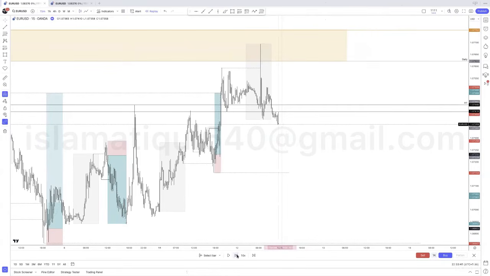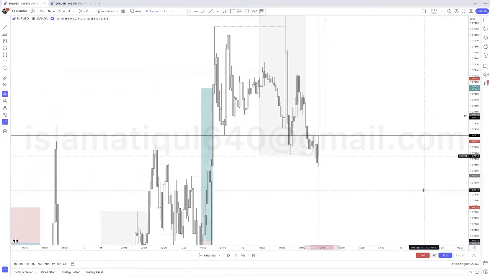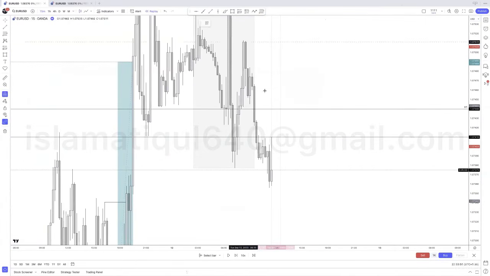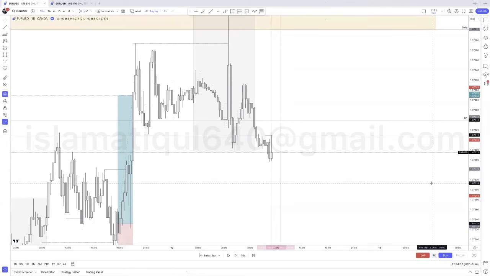Yeah, we can see a rejection, and we can even see a little sweep of the high. That's what I told you. Asia, like London, will do some type of manipulation. It doesn't have to always be the Asian high or the low. It could even be a short-term high like this.